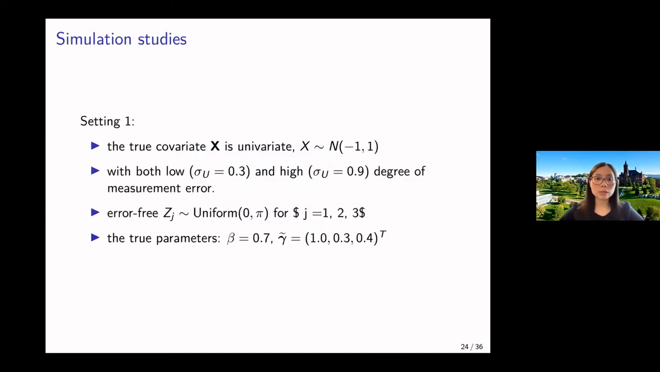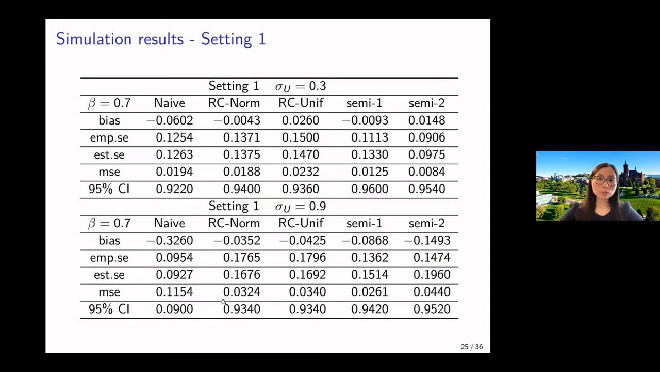In the rest of the slides, I have several simulation studies that show the results. I know I'm running out of time, so I'll try to be quick. In the first setting, we start from a similar case. The true covariate X is univariate, and the amount of measurement error can be low and high, so that we can assess its performance and compare with three other existing methods.